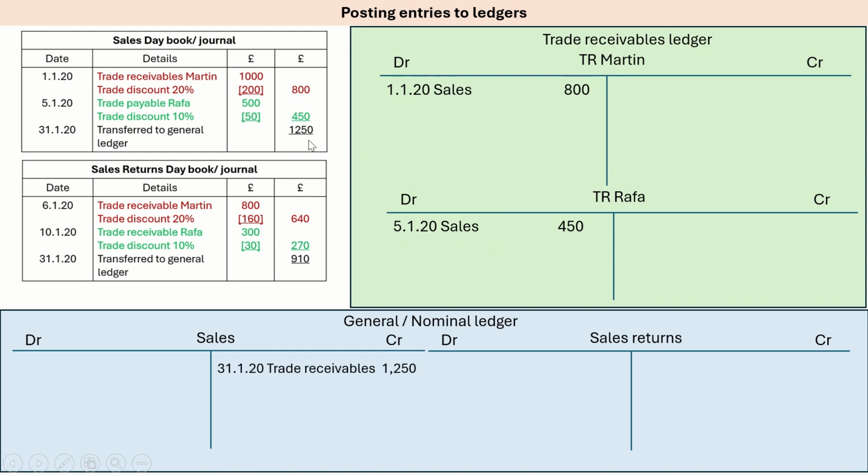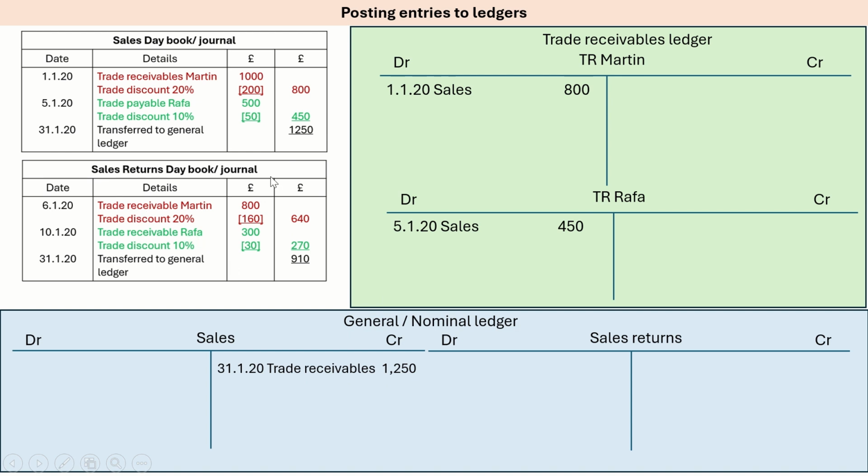Now, take the total amount 1,250 from the sales day book, transfer it to the sales account under the general or nominal ledger. This should be as at 31st of Jan 20. Opposite account's name, trade receivables, total amount 1,250. Now, let's transfer entries from the sales returns day book or journal.